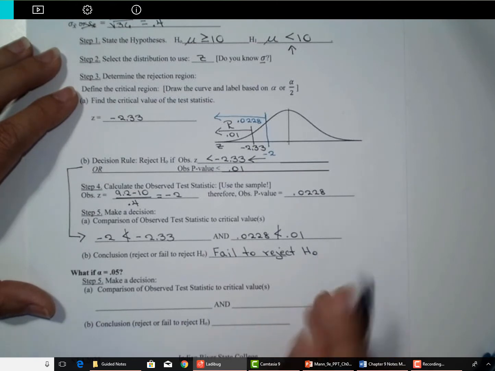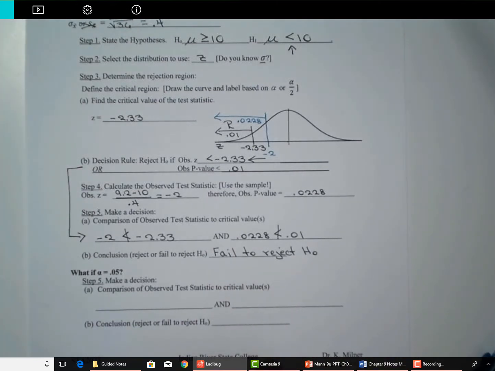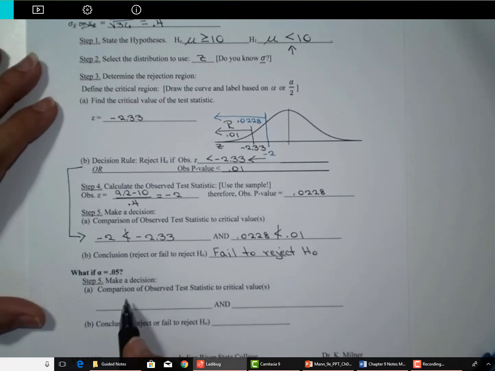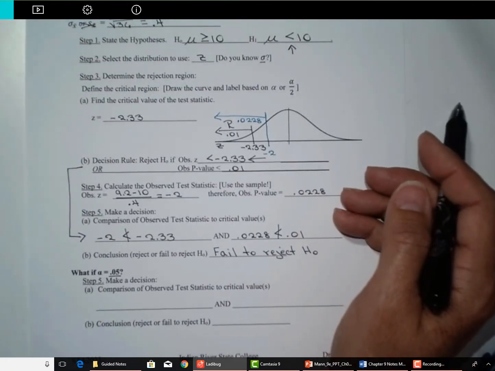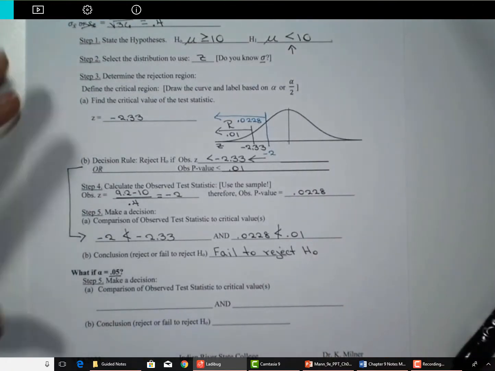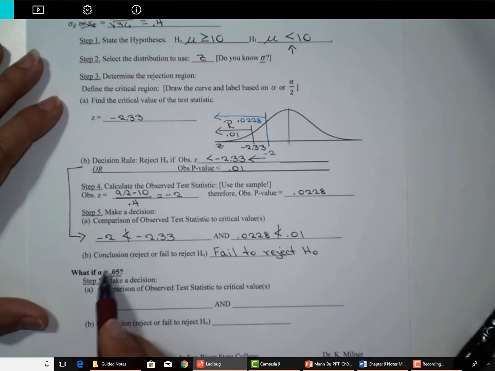Okay, let's do something else. Let's try something different. Let's say we change the alpha level, the critical level that we're looking at. So we're going to change it to 0.05 this time. Now, we still have the same test statistic, so that's not changing on us, but what is changing is where our rejection region is. Now that our rejection region has to include a p-value of 0.05, I've got to find out where 0.05 is.